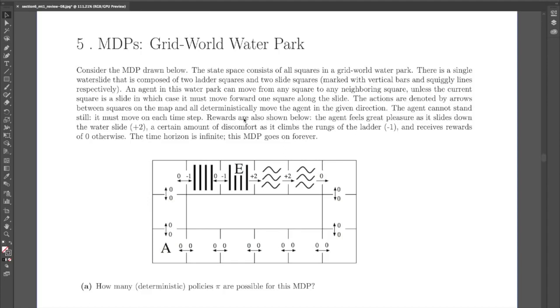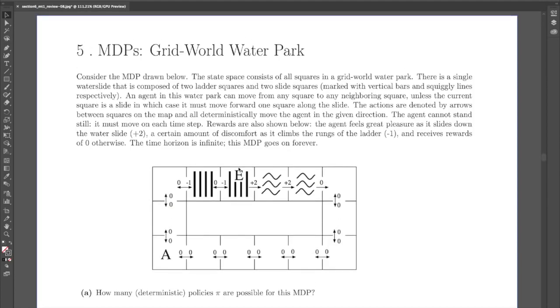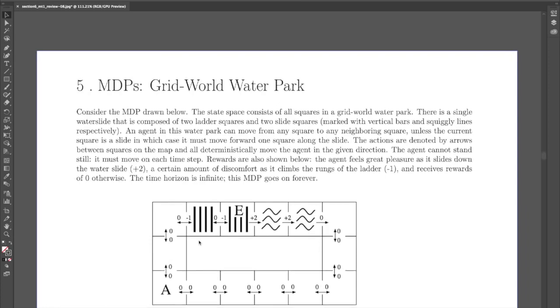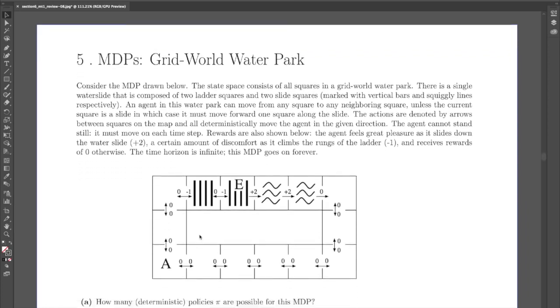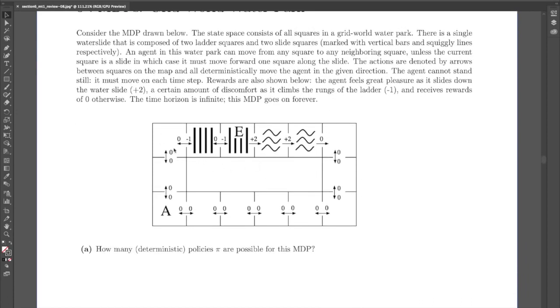Hi, so now we're going to start with question 5 of the review worksheet. Basically, in this problem we have a grid world like environment, and you can think of this as an MDP. The description of the MDP is here, but you can also see it visually over here. It has this kind of circular structure, and all of the transitions that you can make are represented by these arrows, and the rewards are given by the numbers on top of the arrows.